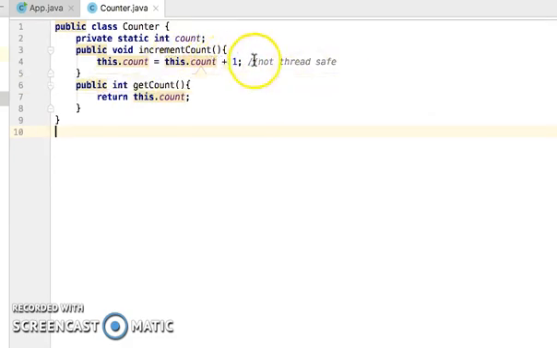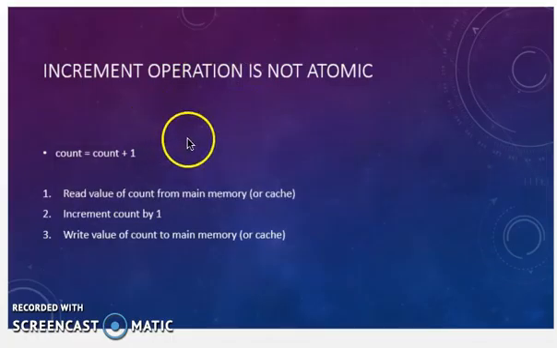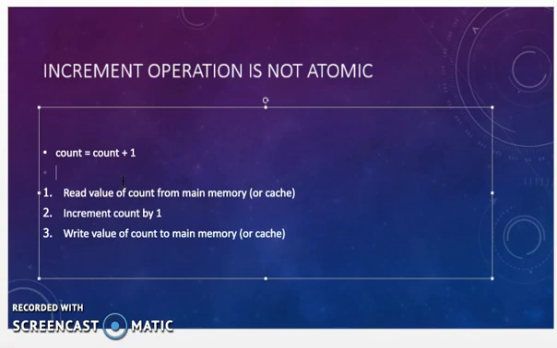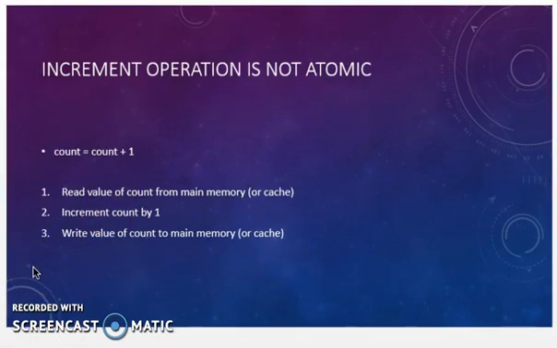Here, the increment operation is not atomic. Basically, increment operation involves three steps. First step is reading the value of count from main memory, and second step is incrementing the value of count by 1, and the third step is writing the value of count back to the main memory.